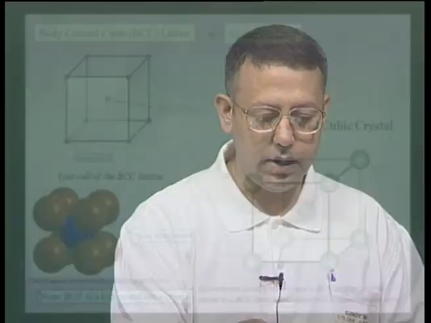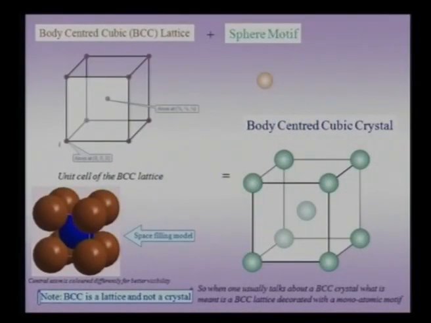The next crystal we make is using the body-centered cubic lattice. So, we take the body-centered cubic lattice wherein you have a lattice position at 0, 0, 0 and a lattice position at half, half, half, and I put a very simple spherical motif on this lattice. The crystal I obtain is called a body-centered cubic crystal. So, often casually there is a term used in literature, a BCC crystal.